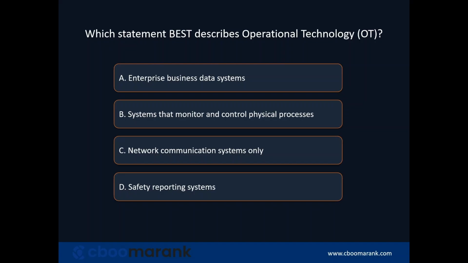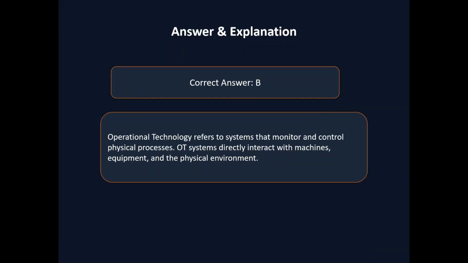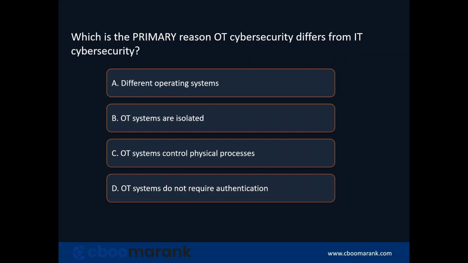The correct answer is option B, systems that monitor and control physical processes. Operational technology refers to systems that directly interact with machines, equipment, and the physical world. Unlike IT systems, which primarily manage information, OT systems influence how physical processes behave. This definition is fundamental to IEC 62443 and its core concepts, which you must understand before moving forward.